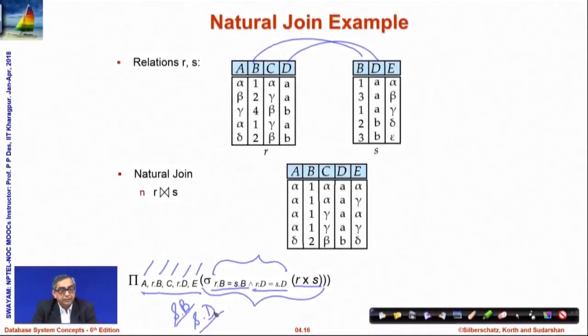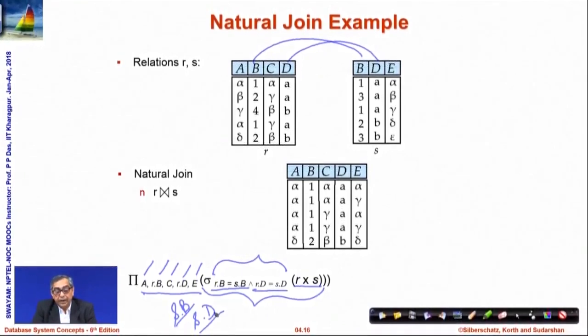You do not project them. So, after you have done this projection, you get the final result of the natural join, which has a union of all the attributes that the two relations had. A B C D and B D E, the union is A B C D E, and you have all those records whose values matched on the common attributes between relation R and relation S.